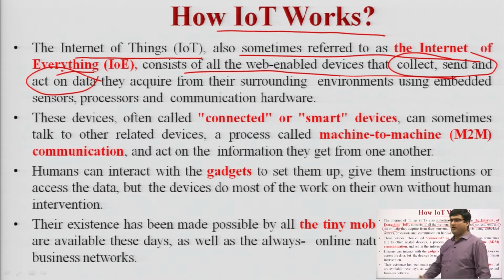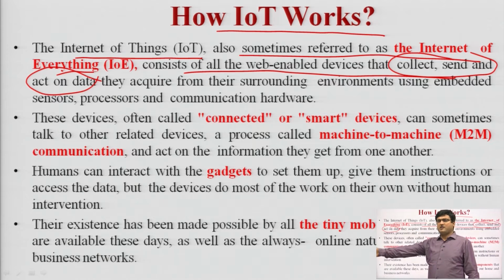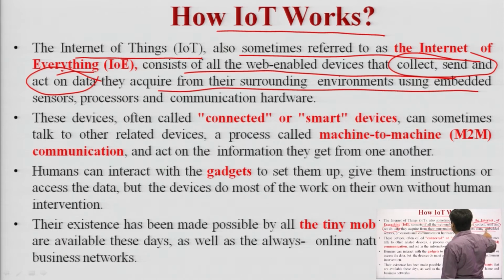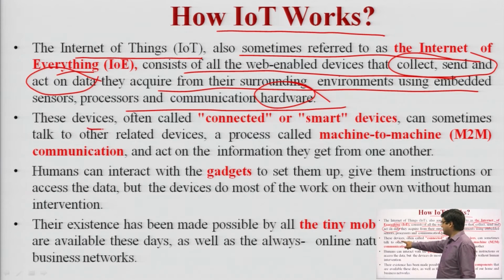We can collect the data, communicate the data wirelessly, and act on the data, meaning we can apply data analytics techniques to extract useful information from the data collected from the sensors. They acquire it from their surrounding environment using embedded sensors, processors and communication hardware. So these devices, the objects or things we are talking about in the Internet of Things, are often called connected or smart devices.